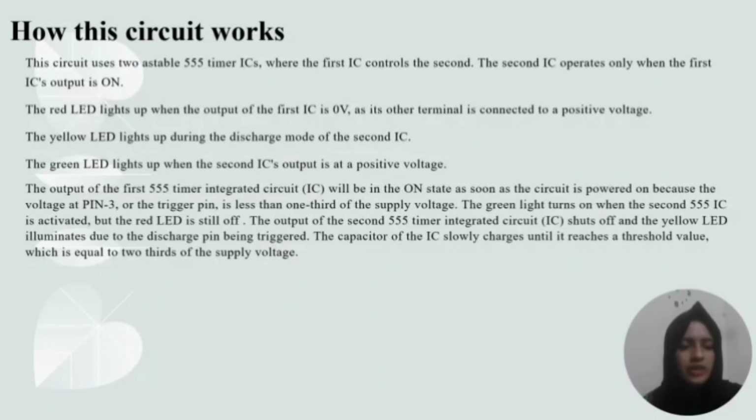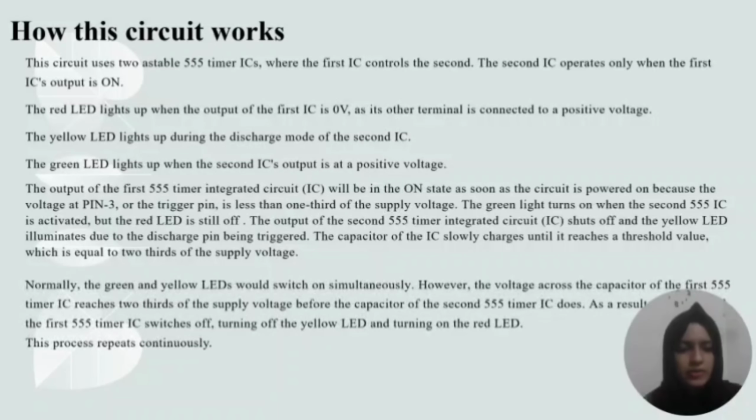The output of the first 555 timer integrated circuit will be in the one state as soon as the circuit is powered on, because the voltage at pin 2, the trigger pin, is less than one-third of the supply voltage. The green light turns on when the second 555 timer IC is activated, but the red LED is still off. The output of the second 555 timer integrated circuit shuts off, and the yellow LED illuminates due to the discharge pin being triggered. The capacitor of the IC slowly charges until it reaches a threshold value, which is equal to two-thirds of the supply voltage.